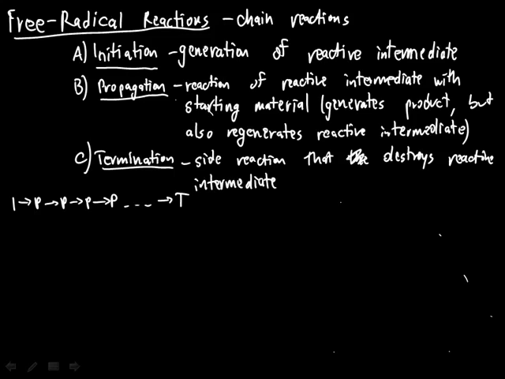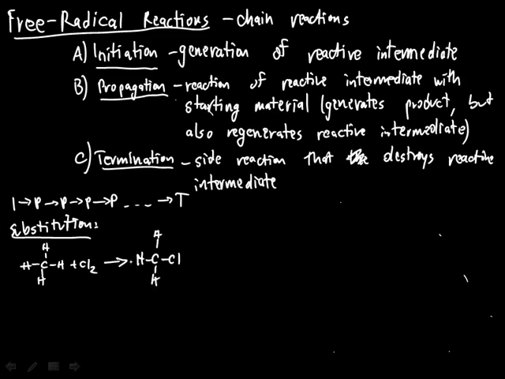Overall, the chlorination of methane is a substitution reaction. And so when we start with methane and chlorine, the net result is that we substituted or replaced one of the hydrogens on methane with chlorine to get the product, which is basically a radical substitution. So let's look now at what these steps, initiation, propagation, termination, are specifically for the example of chlorination of methane.